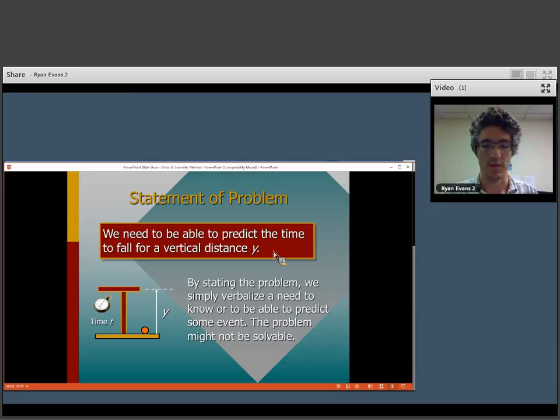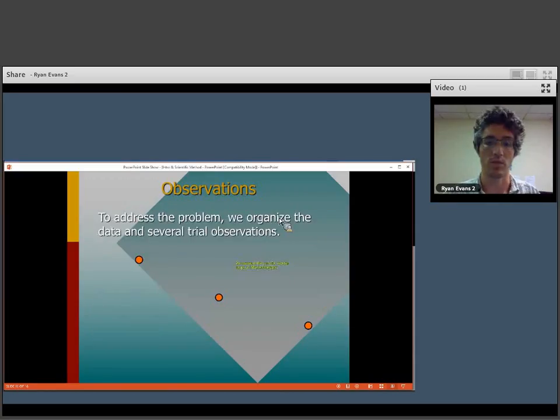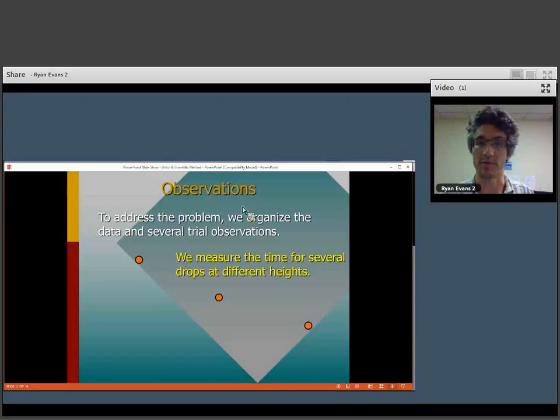The problem might not be solvable, however. Not all problems are solvable, but it takes scientific investigation to find out. So, you set up a number of observations, or trials. To address the problem, we organize the data into several trial observations.